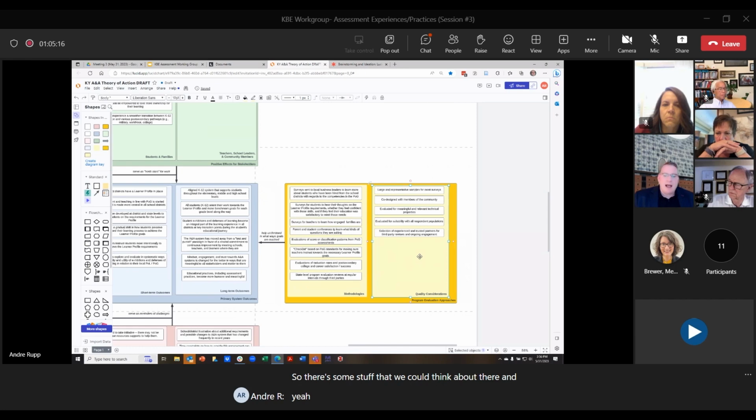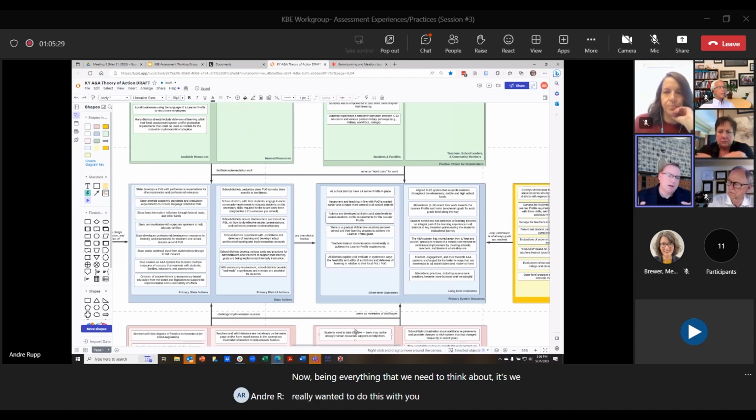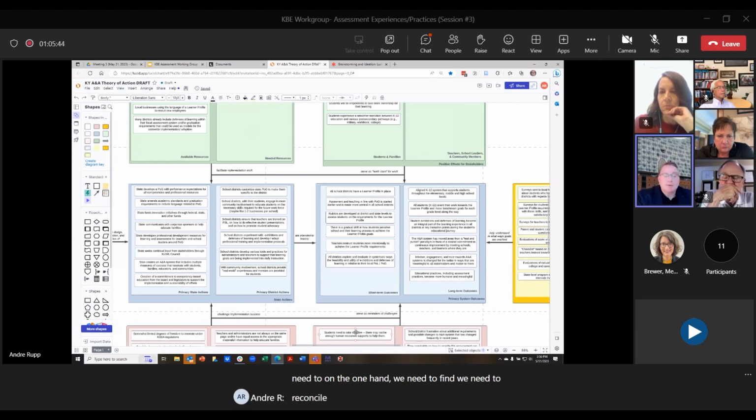And again, I want to stop here with this exercise. This is not about this now being everything that we need to think about. I really wanted to do this with you to pull your thinking together in a different way rather than the table, and to have this as a starting point for the conversations that you're pushing on, right? Which is essentially that, on the one hand, we need to reconcile, simplify, integrate, and also focus on the ANA system. And then, let's say we do that in some way, we also need to translate that into a version that you can use for public communication and dissemination to signal certain things.